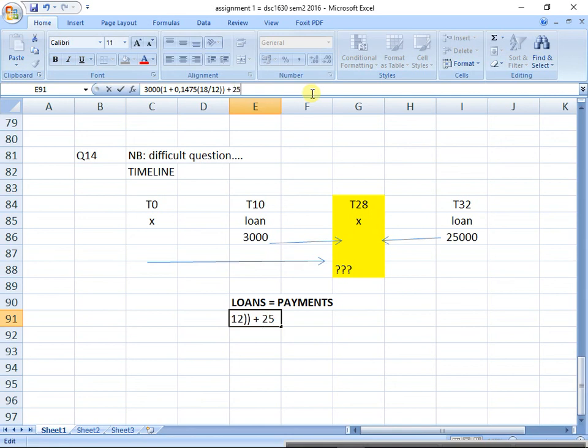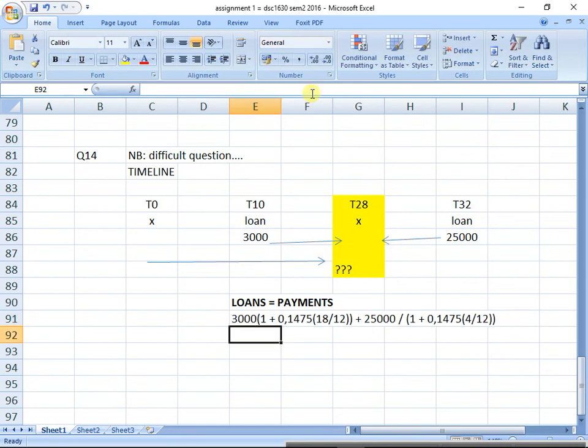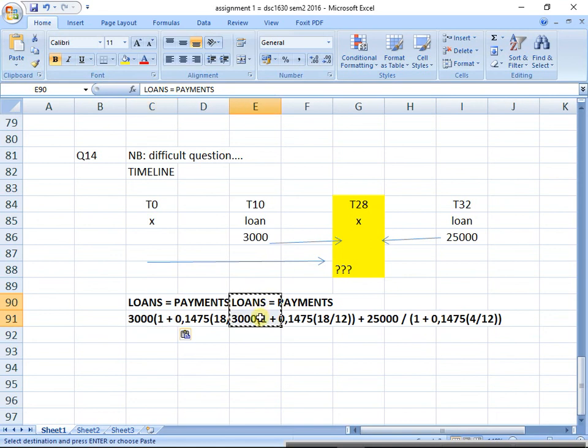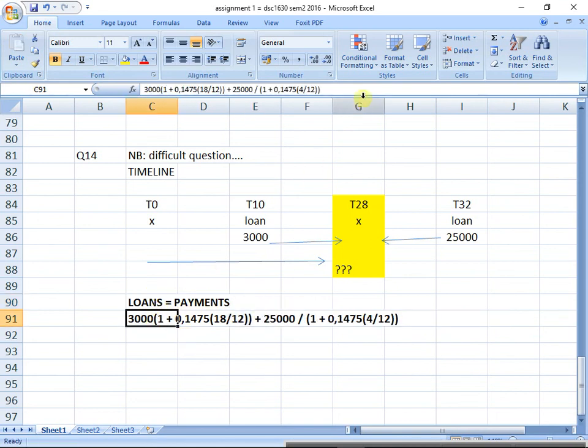Then I still need to add the other loan. That loan needs to be taken back, so it'll be divide. Divide by brackets 1 plus the rate, 0,1475, times 4 over 12, close brackets. So that's the loans. I'm just going to write that down. There's the loans. That's the loan part of the question.